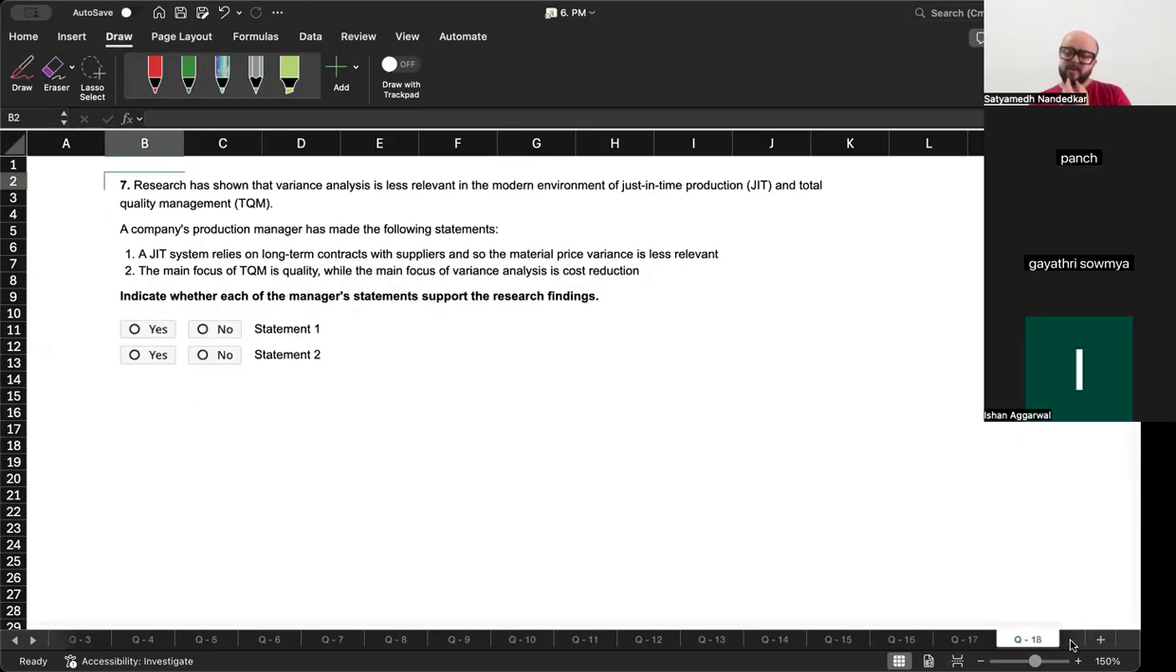Ye matlab common sense type hai, but if you don't read it carefully, big zero. Now, research has shown that variance analysis is less relevant in the modern environment of just-in-time manufacturing. Theek hai, and this is the latest market research that has happened. Now, the point is, and of course in TQM environment also, a company's production manager has made the following statements. A JIT system relies on long-term contracts with the supplier, and so the material price variance is less relevant.